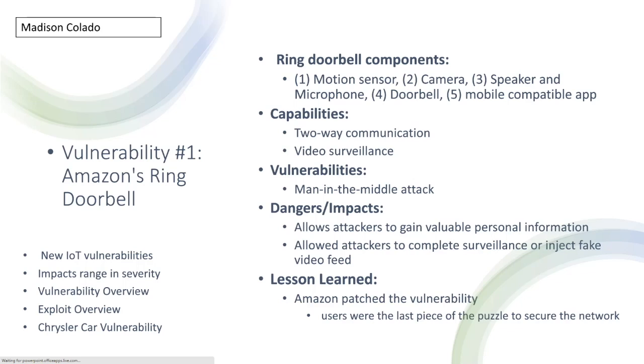The lesson learned here is that although Amazon quickly patched the vulnerability, users were required to upgrade their devices to the newest software version to enable the patches. This shows the importance of IoT device owners being aware of security events and staying on top of required updates.